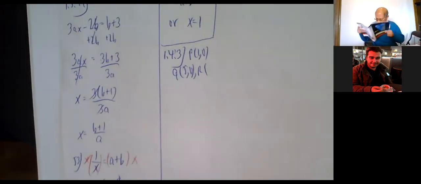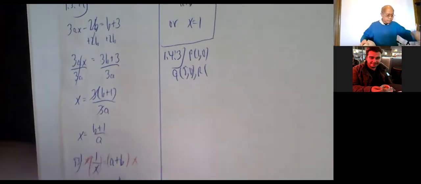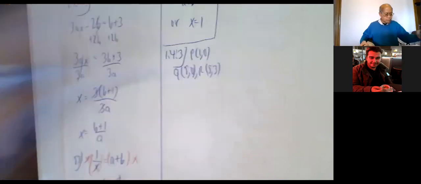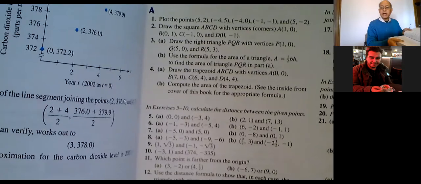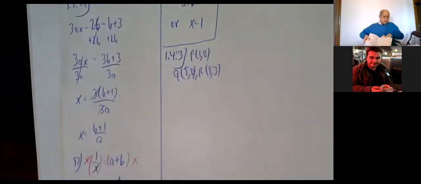And R is what? 5, 3. Okay, so what do they want me to do? Plot it and find the area of the triangle. Okay.